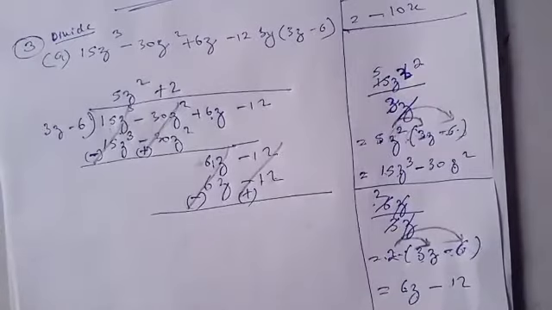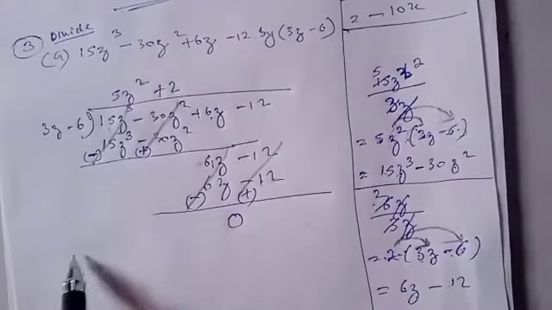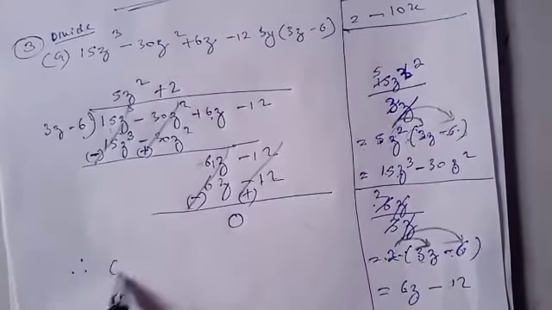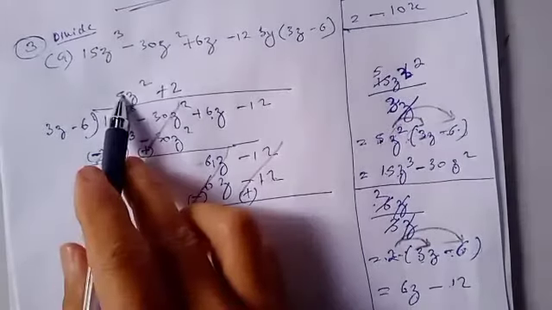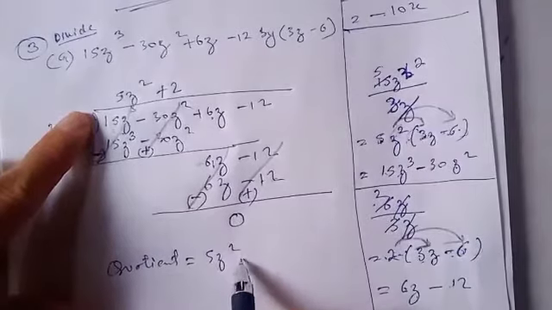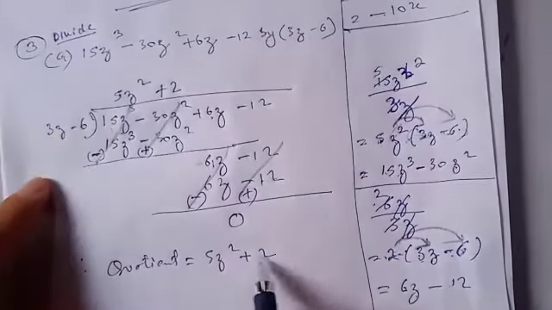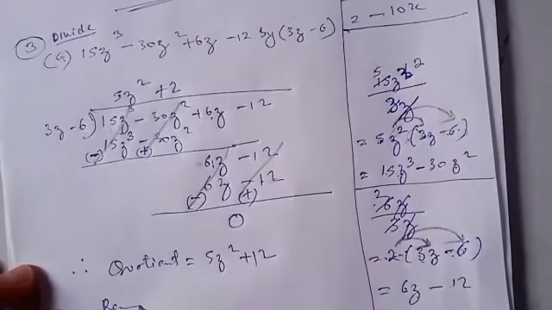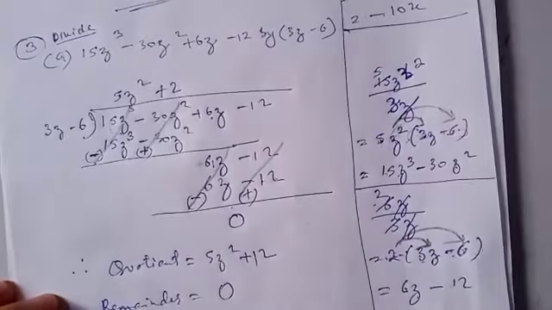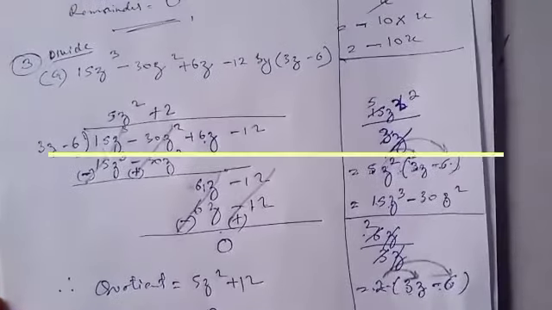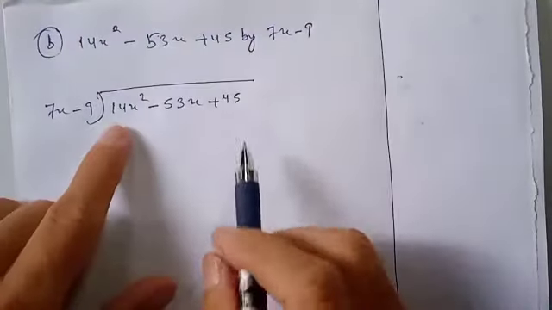So, the remainder is 0. Therefore, we can conclude, the quotient is 5z squared plus 12. And then the remainder we have is 0. Okay, now let's try B.